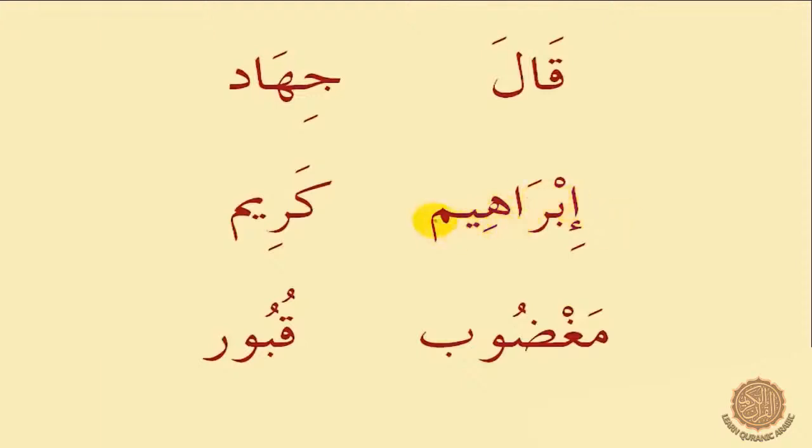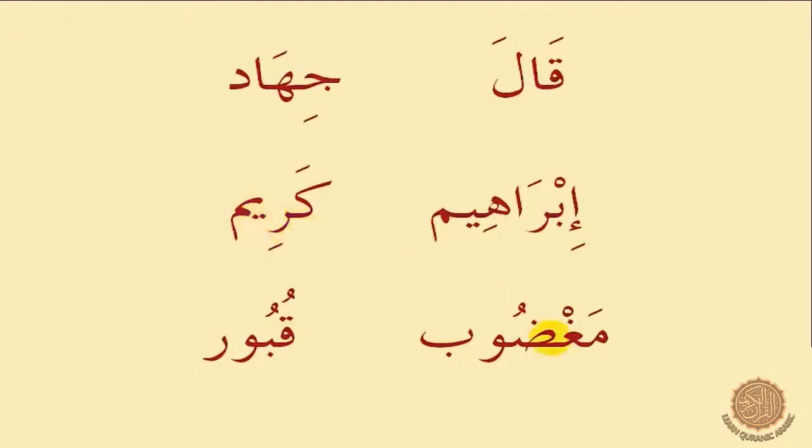Ibrahim. Similarly, here we have Kareem. Now Kareem is actually an adjective that means one who's generous. So here we have the ra, kasra, followed by the ya. This is the ya here. So Kareem, not Karim.